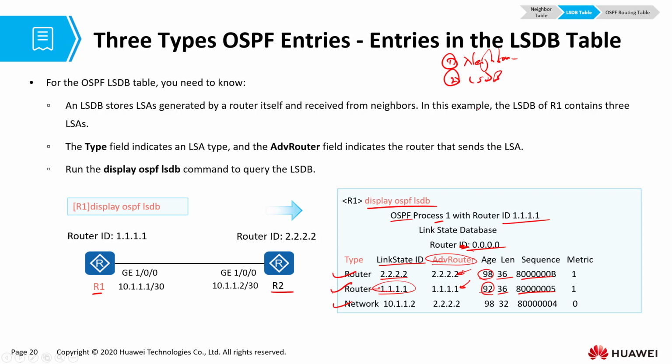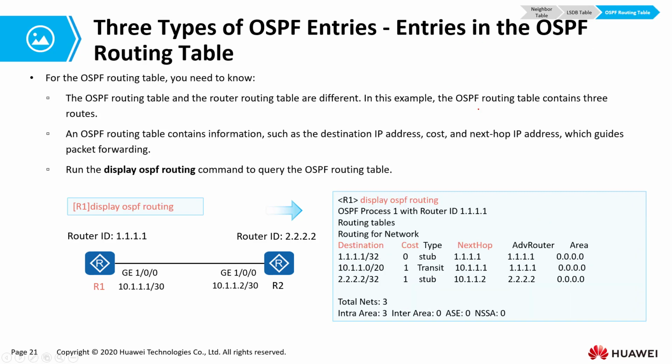The third table that an OSPF router needs to keep track of is the OSPF routing table. Please note that this is not the local routing table. It's not the routing table you see when you say display ip routing-table. It's the routing table you see when you say display ospf routing. The OSPF routing table and the router's routing table are different.